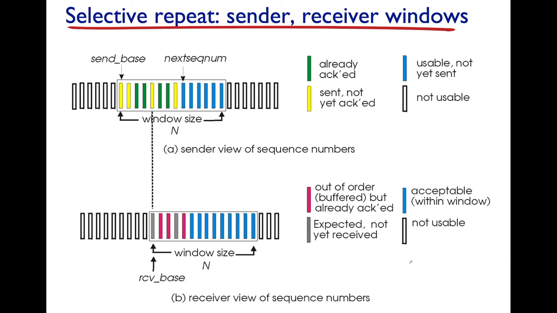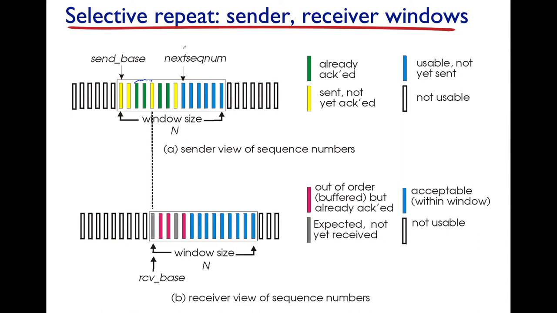And you'll notice here the green are already acknowledged. So we can have gaps here. Here from the send base, we have things that are not yet acknowledged for the base and the thing just above the base. And then these are acknowledged. And so you can have them interspersed with one another, but we know for sure that once you get to next sequence number, these are going to be usable, not yet sent. They haven't been allocated or stamped onto packets.